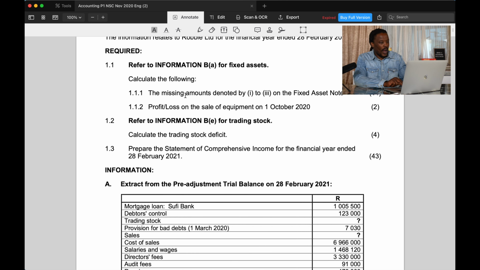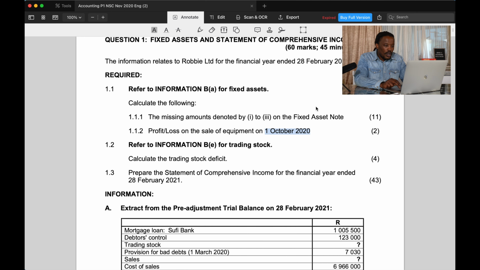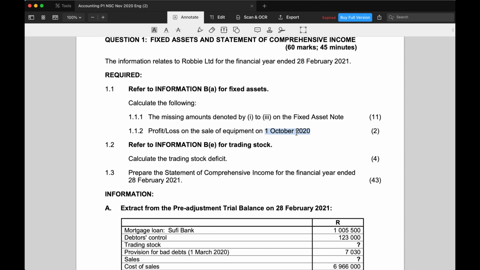Required 1.1. Calculate the following: the missing amounts denoted by Roman figure 1 to Roman figure 3 on the fixed assets note. They gave you a note to fixed assets. And the profit or loss on the sale of equipment on 1 October 2020. So the asset was sold on 1 October 2020, and remember, the financial year end is 28 February 2021. So these 2 marks you must take advantage of.